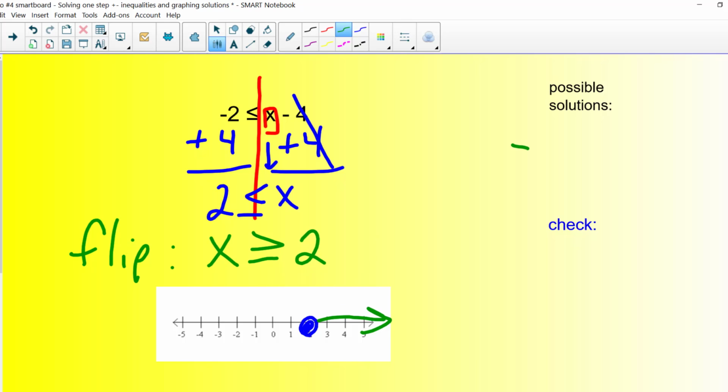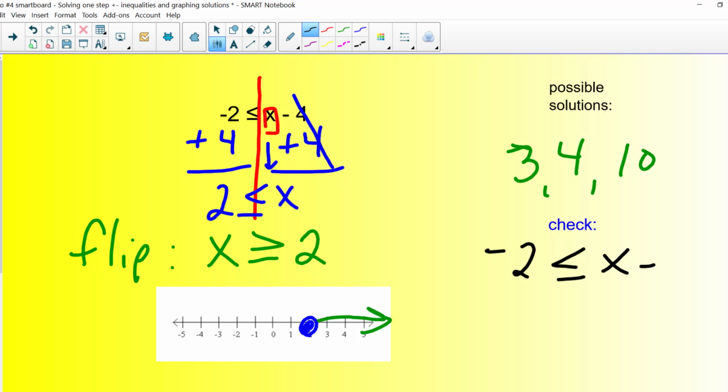So as we said, some possible solutions were 3 or 4 or beyond 10, right? And let's just check to make sure we shaded the correct side of the number line. Let's rewrite the inequality. -2 is less than or equal to x minus 4. And now what are we going to replace x with? Can I use 2 in this case? Yes, because it is also equal to it. But let's choose one of our numbers over here. You can choose 2 as well if you like. Let's replace it with 3.